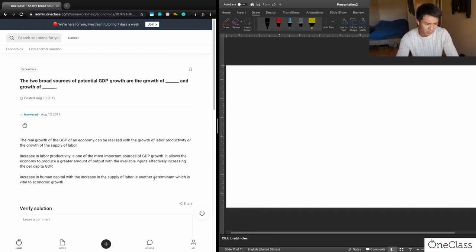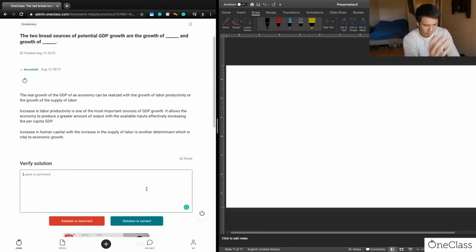So let's take a look at the answer choices, the solution provided by the tutor. So the tutor said the real growth of the GDP of an economy can be realized with the growth of labor productivity, yeah, and the growth of the supply of labor. So I think it depends on the context of this question. Like if you wanted to talk purely from a labor perspective, then yes. If we talk about capital, then supply of labor would be one form of capital. But I think you can zoom out and say, any type of capital increase would lead to growth in potential GDP. So we'll clarify that in the question.